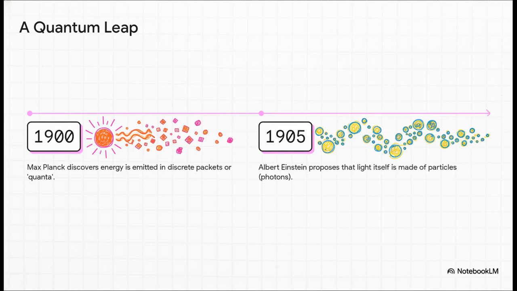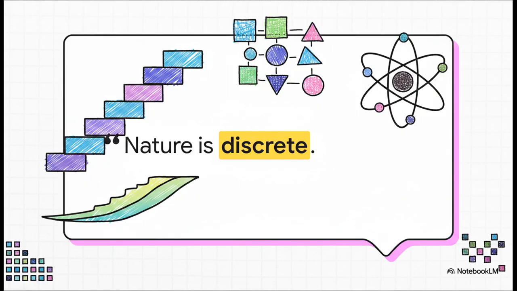He called them quanta. Then, just 5 years later, a young Albert Einstein took that idea and ran with it, saying that light itself isn't a smooth wave, but is actually made of individual particles, which we now call photons. And the big takeaway from all their work was this absolutely stunning revelation. At its most fundamental, smallest level, the universe isn't a smooth ramp. It's a staircase. Nature, it turns out, is discrete.